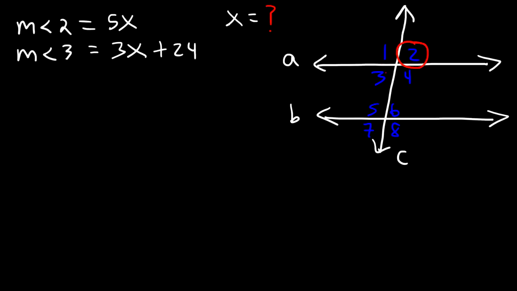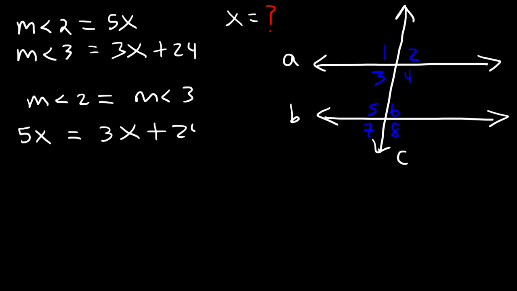So what is the relationship between angles 2 and 3? Angles 2 and 3 are vertical angles, and as we know, vertical angles are congruent. So we could say that angle 2 is equal to angle 3. Now angle 2 is 5x, angle 3 is 3x plus 24. So now all we need to do is find the value of x.